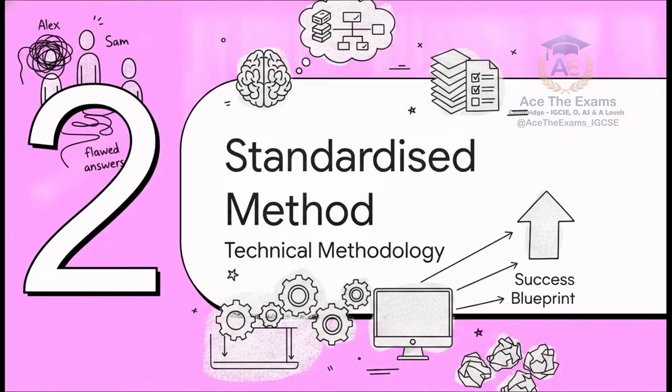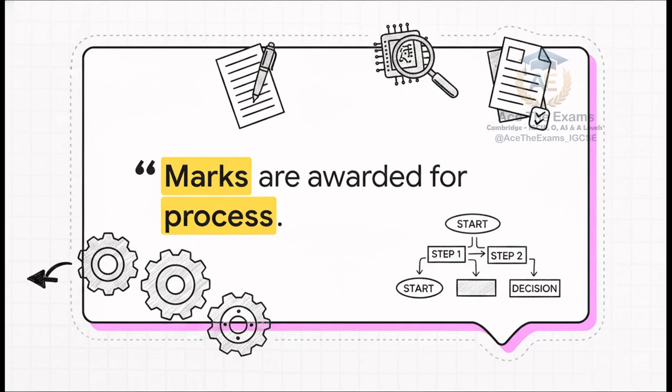Moving right along to Section 2, the standardized methodology. We are officially moving away from chaotic, panicked exam writing into a highly structured, professional approach that practically forces the examiner to hand over those marks. The insider secret here, and you really want to pay attention to this, is that marks are awarded for process. We call this the method marks strategy. The Cambridge mark schemes don't just look to see if you got the correct final answer. No, they heavily reward strict procedural conventions.